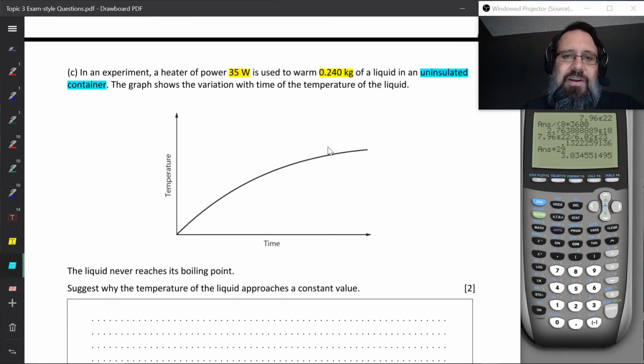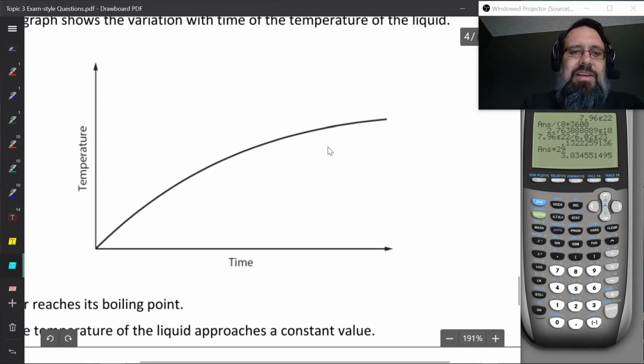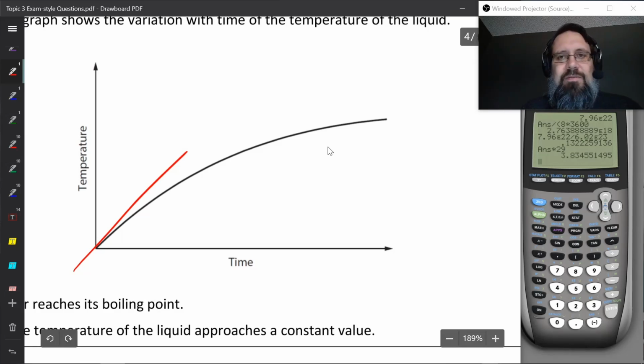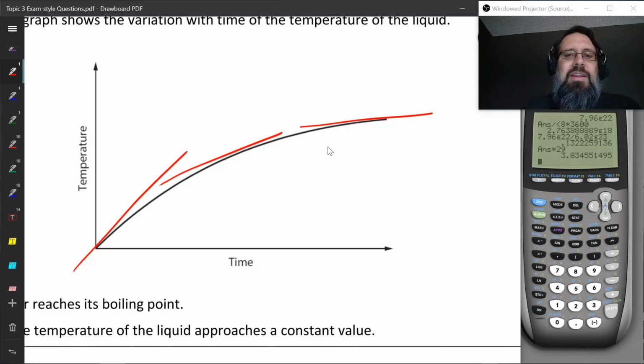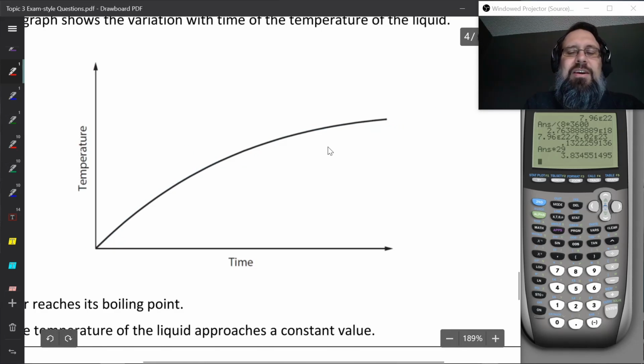The graph shows the variation with time of the temperature of the liquid. All right, so what we notice is in the beginning phases, its temperature is changing quite rapidly. The delta T over T is fast, and then it starts to slow, to the point where it's starting to almost go to zero change. This substance is approaching constant temperature.